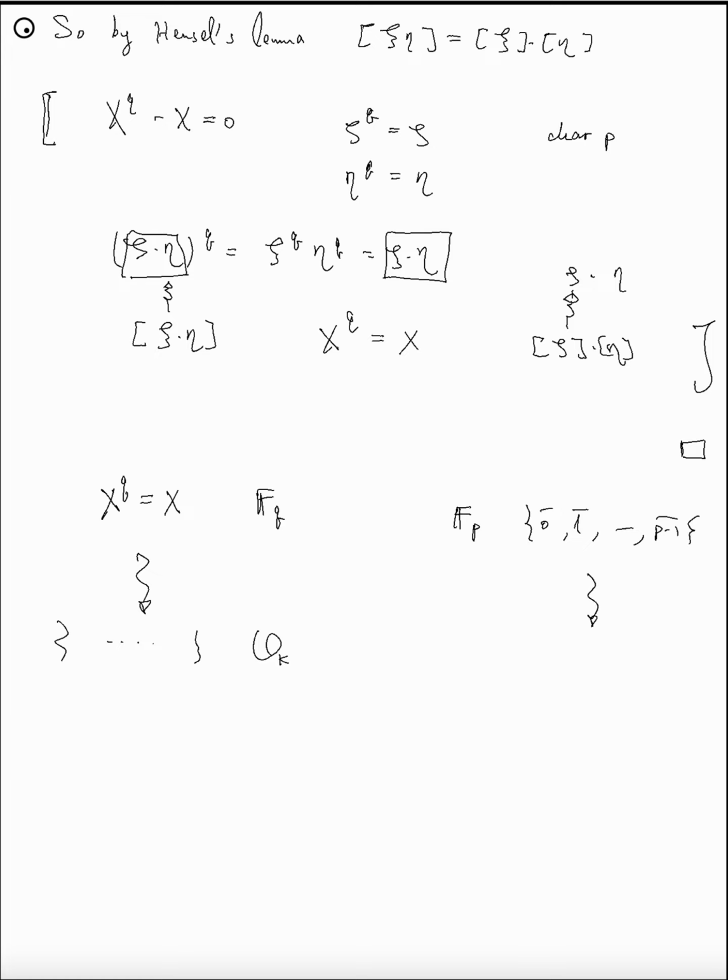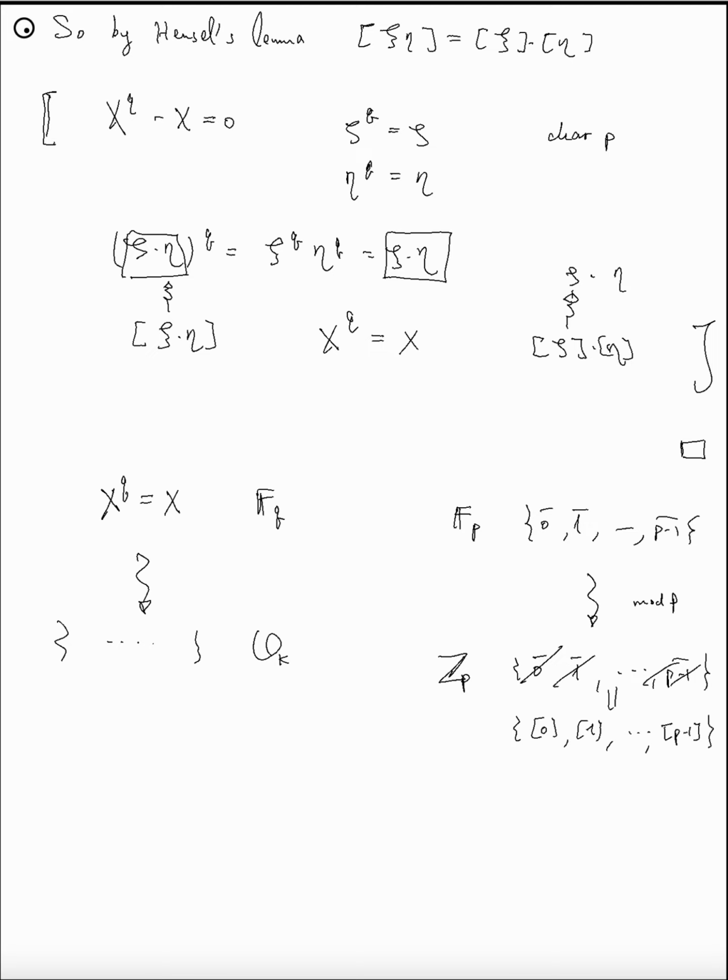And then a Teichmuller lift gives you a representative in Zp. When you mod p, it gives you back the element. But notice we're not taking this one. Although it works, we're not taking this one. What we are taking is the Teichmuller lift of 0, the Teichmuller lift of 1, the Teichmuller lift of p minus 1.